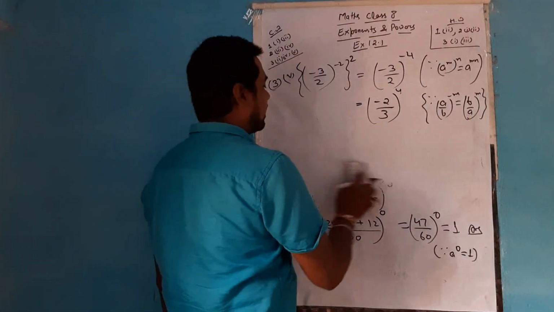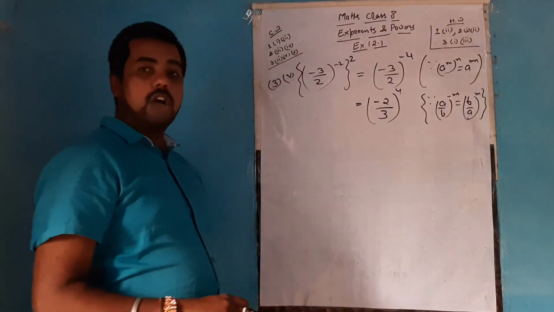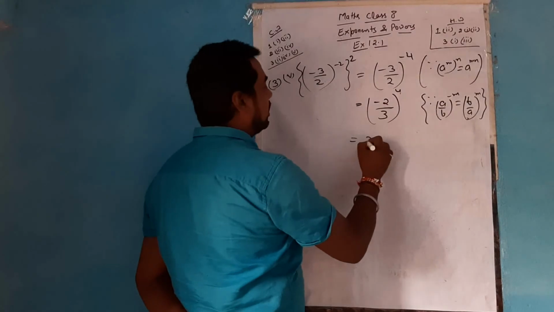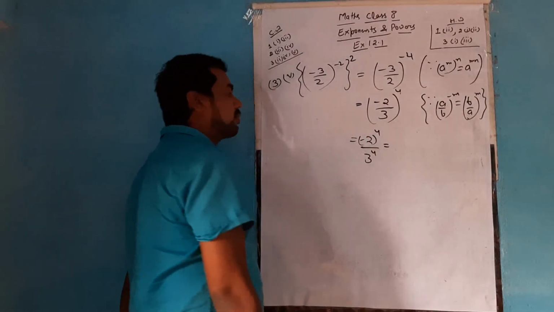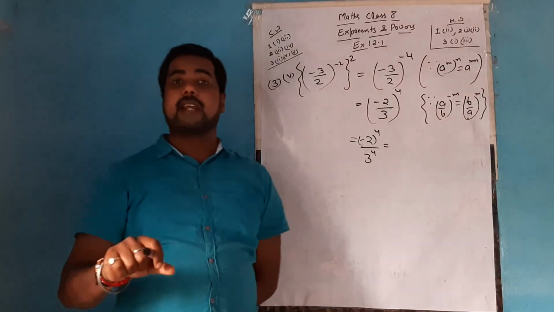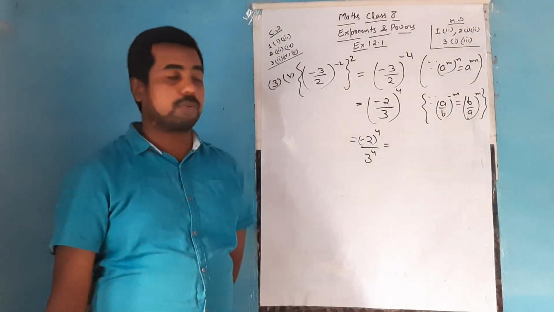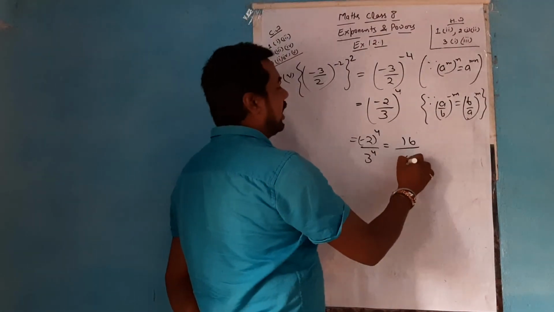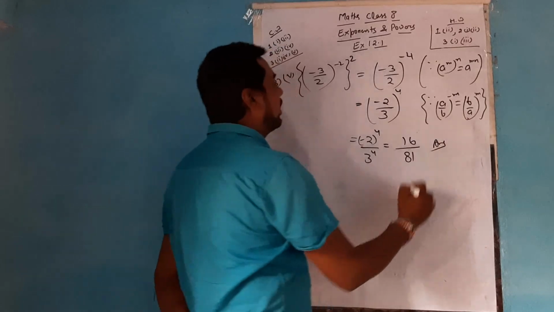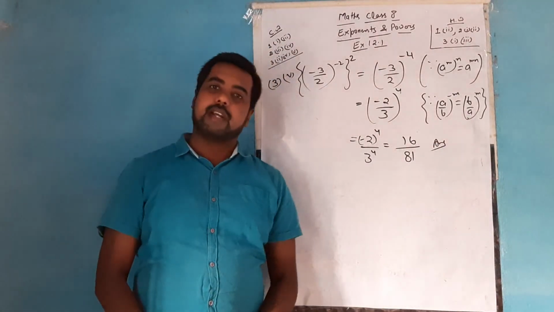So now it has made the reciprocal. As the question asks to simplify, now we'll distribute the power. (-2) to the power 4 upon 3 to the power 4. As you know, any negative number with an even power, the result is always positive. So 2 to the power 4 becomes 16 and 3 to the power 4 becomes 81. So the answer of the same is 16/81.